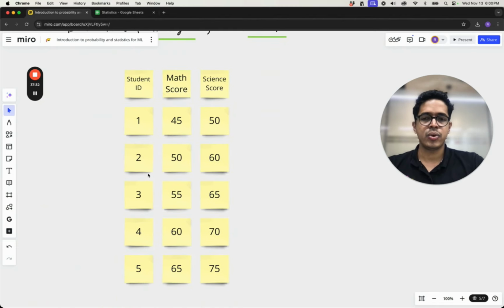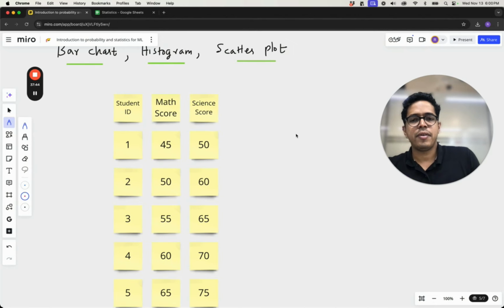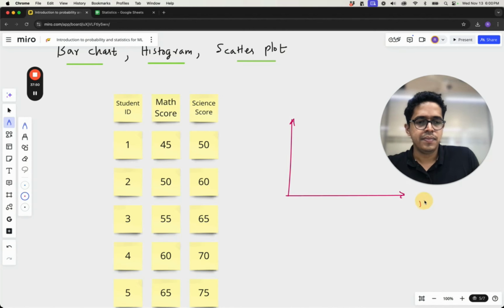So you have 5 students, with student ID or roll numbers 1, 2, 3, 4, 5. And we have the scores that they had from 2 exams, math and science. Now let's look at the usefulness of different plots here. So if you were to plot a bar plot of student ID on the x-axis versus score on the y-axis. So this is ID and this is score. And let's try to plot, right?